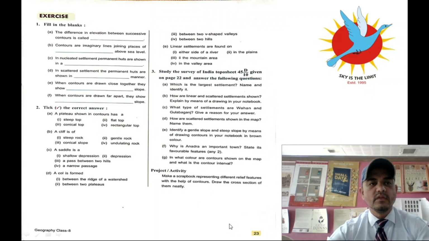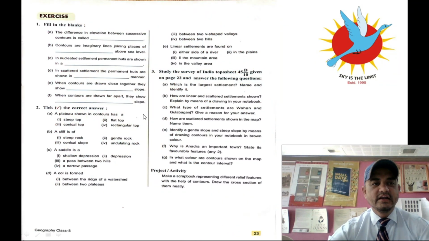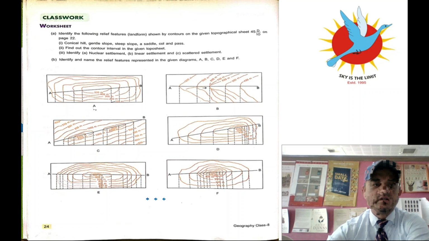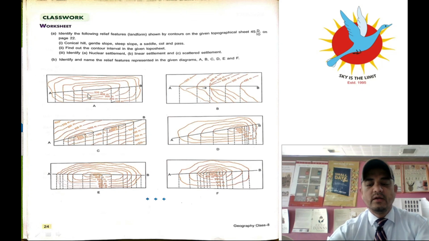Next, here is your exercise. Read it carefully and try to solve the questions by looking at the theory part. You will be able to solve it. Next is your worksheet. Analyze the contours, and try to draw the features on a piece of paper, or you can analyze the contours and answer what A, B, C, D, E and F represent. What does this contour cross section represent? Please try to solve this.